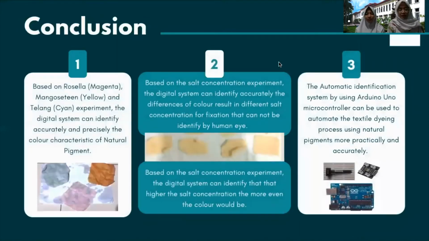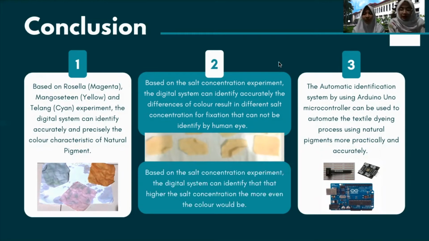So our conclusion is 3. The first one is based on Versala, Magenta, Mangosteen Yellow, and Telang Cyan experiment. The digital system can identify accurately and precisely the color characteristic of natural pigment. Second, based on the salt concentration experiment, the digital system can identify accurately the difference of color result in different salt concentration for precision that cannot be identified by human eye. The digital system can identify that the higher the salt concentration, the more even the color would be.